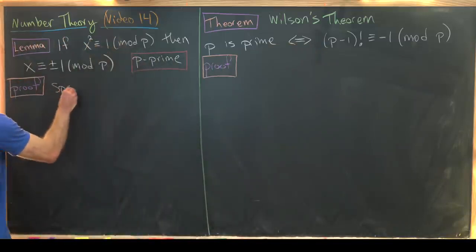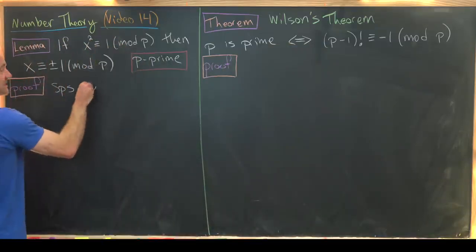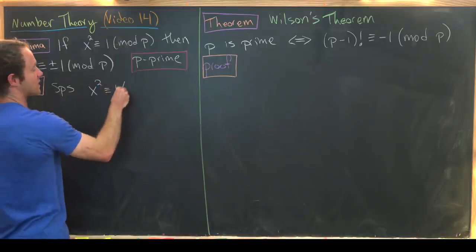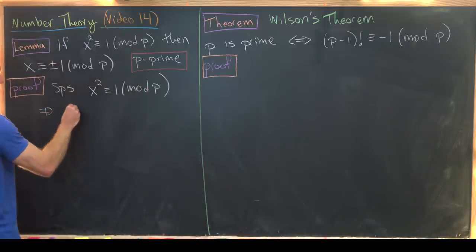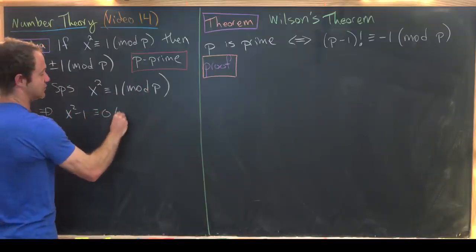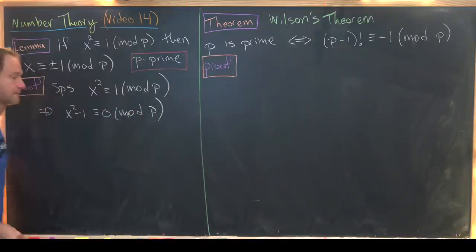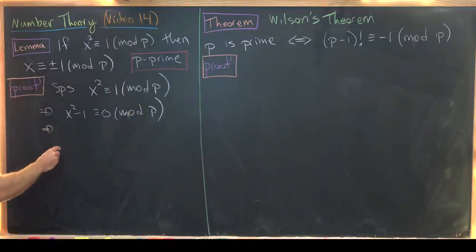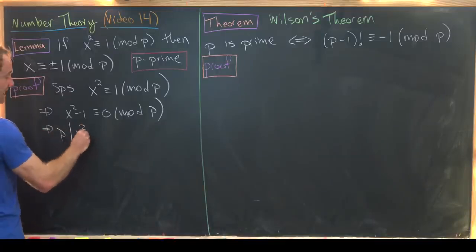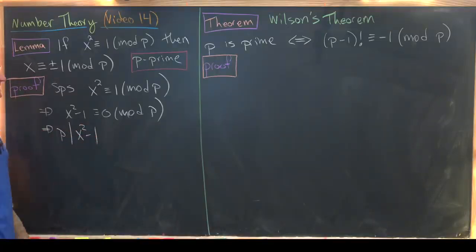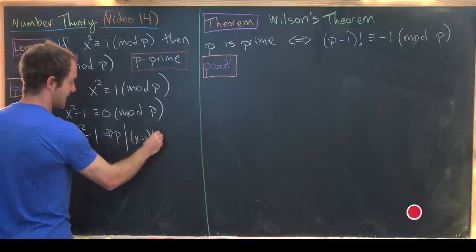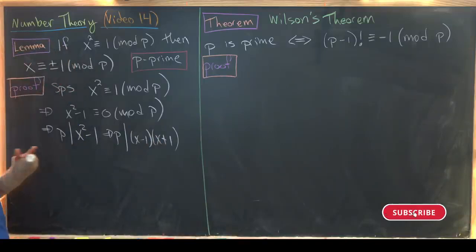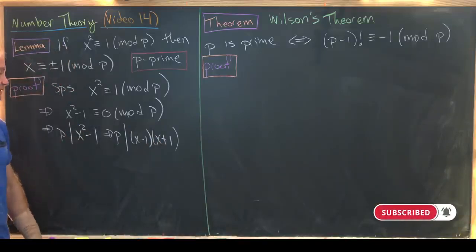So let's suppose that we have the hypothesis satisfied. In other words, x squared is congruent to 1 mod p. But then that tells us that x squared minus 1 is congruent to 0 mod p. But that tells us that p divides x squared minus 1. That's the definition of congruence modulo p. But then we've got p divides x minus 1 times x plus 1. That's just by factoring this x squared minus 1.